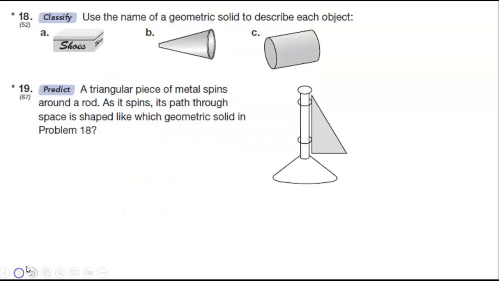Okay, let me know if you have questions. Name of the geometric solid. I think you guys can do that one on your own. Let me know if you have questions. A rectangular piece of metal spins around a rod. As it spins, its path through space, which geometric shape does it look like from problem 18? So this is going to spin. And if you're not sure, please ask me, but it's this one, just so you know.